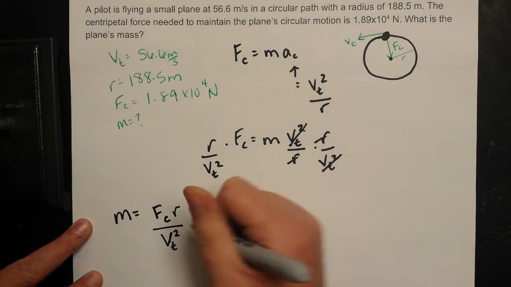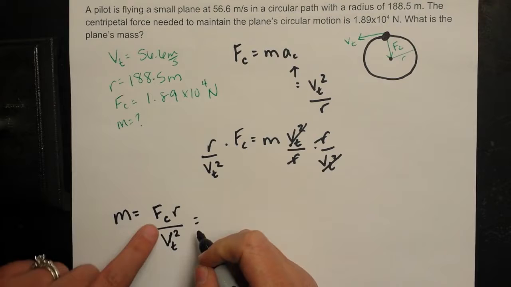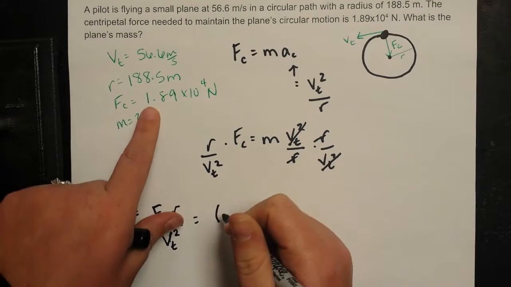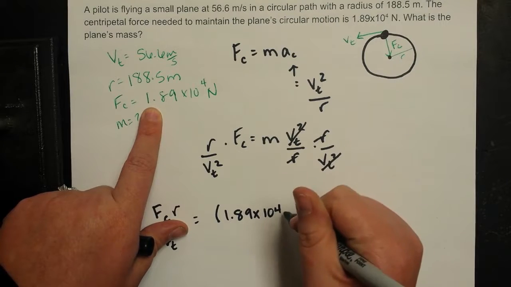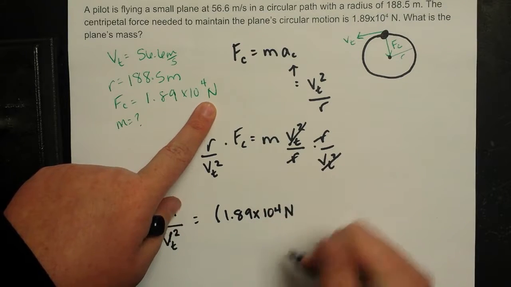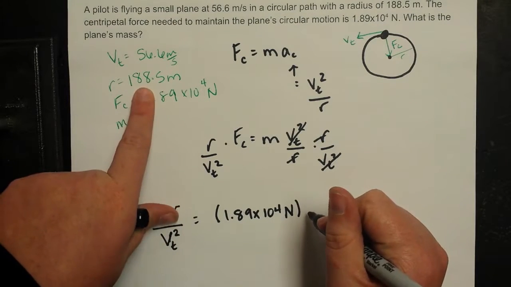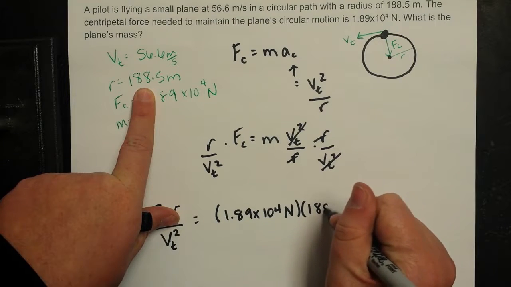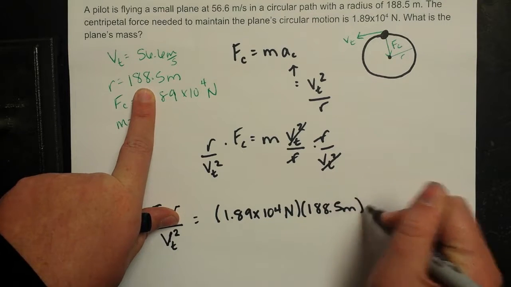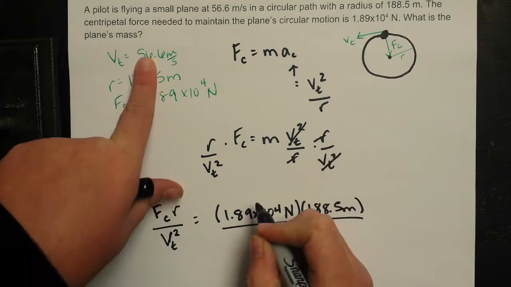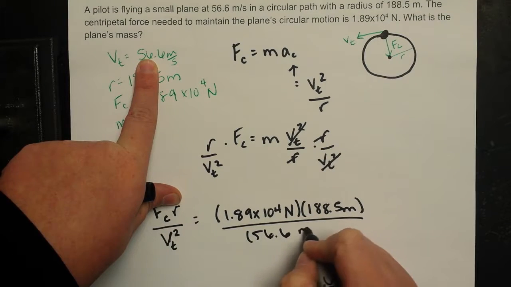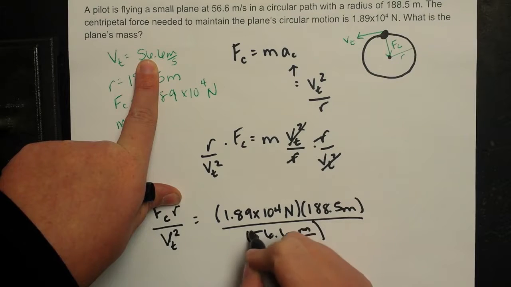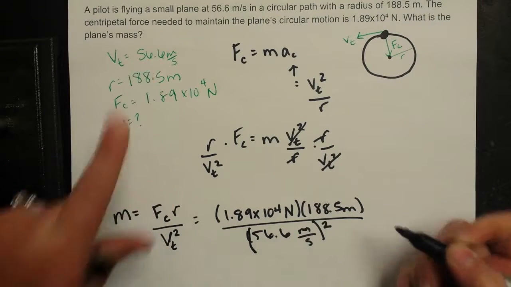Okay, go ahead and plug in what we know. So we've got 1.89 times 10 to the fourth newtons, times the radius, 188.5 meters, all divided by 56.6 meters per second, and this whole chunk is squared.